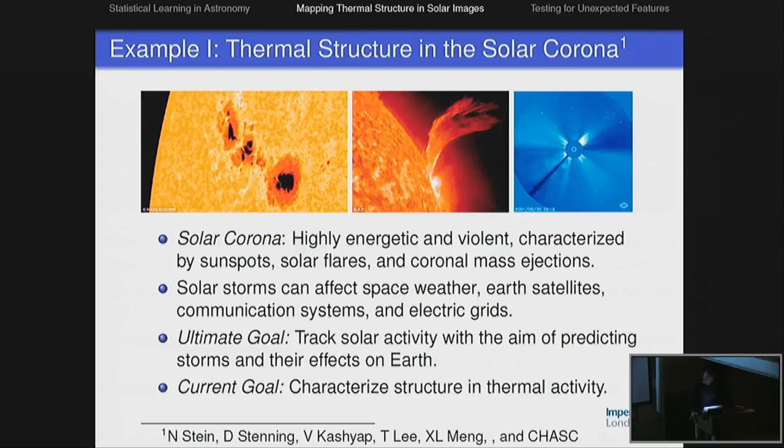Our ultimate goal is to track solar activity, with the ultimate goal of being able to predict this sort of activity. We're not there yet by any means, but that's where we'd like to go. In some ways, this is largely a prediction problem, but as I'll describe, we'll be very much interested in doing more than just prediction along the way, trying to understand what's going on in the solar corona that leads to these events. So our current goal is to simply characterize structure in the thermal activity and leave prediction for future work. I should say this is joint work with a bunch of people who have been at Harvard or are at Harvard, including Vinay, who's here now.